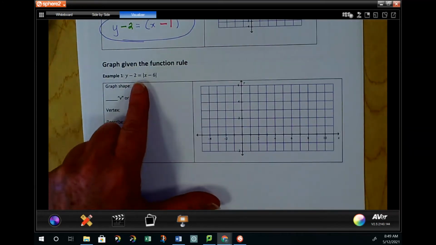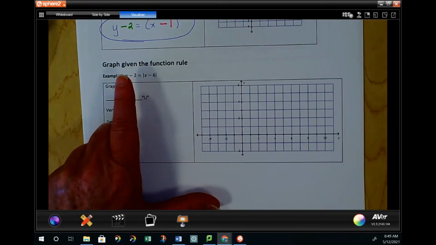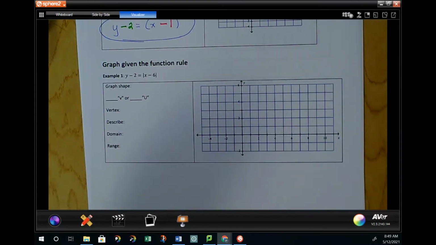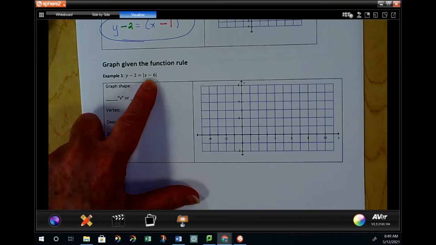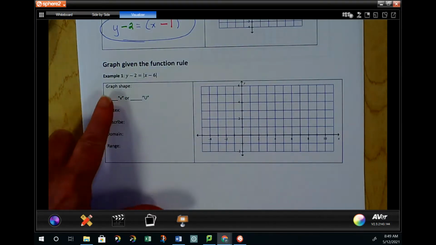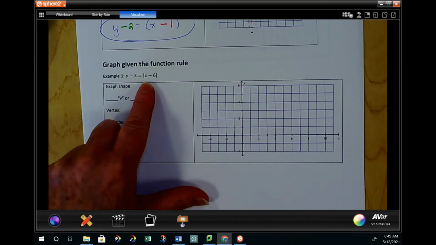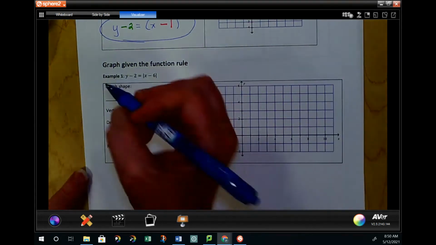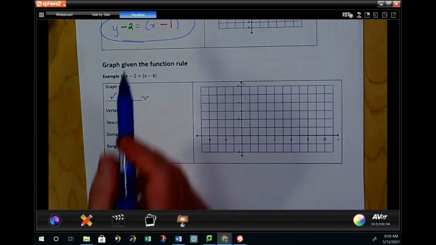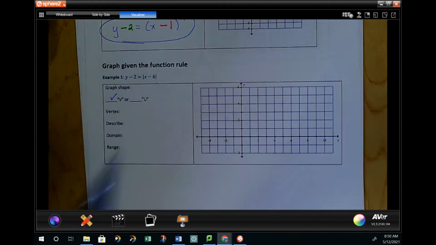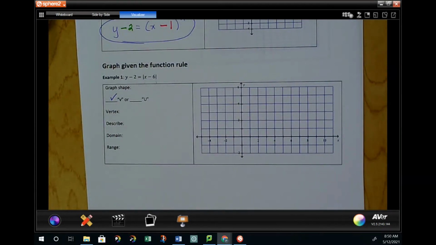Okay, so this time we're going to graph given the function rule. So here's your function rule: y minus 2 is equal to the absolute value of x minus 6. First of all, what's the shape? Because it says absolute value function, it's going to be the shape of a V. Those bars tell me it's an absolute value, and that's going to be your shape of a V.